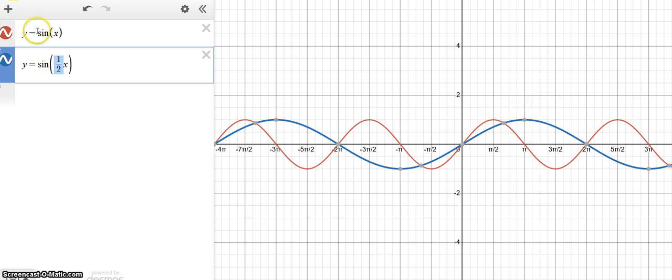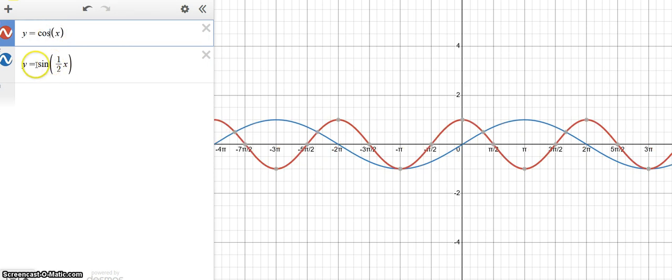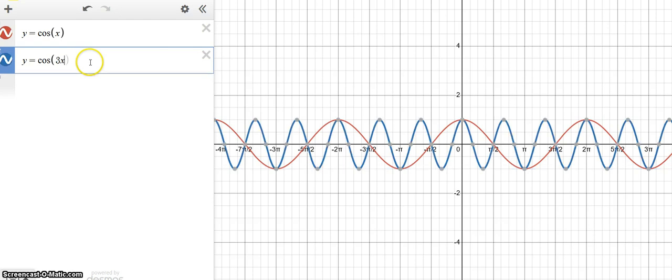All right, same thing happens with cosine. Let's say I put cosine of 3x there. All right, so this one's a little harder to tell, but you can definitely see the period is shorter. The red graph, the period takes all the way to 2 pi. The blue graph, you can see the period is much shorter, and the period is 2 pi over 3.